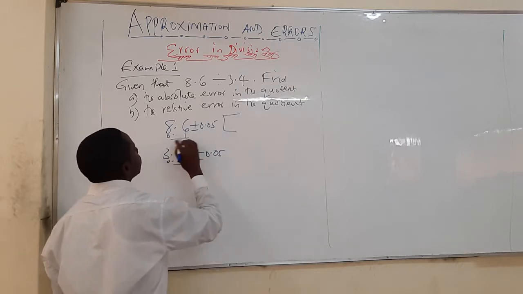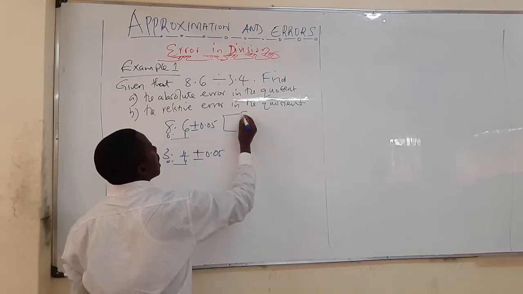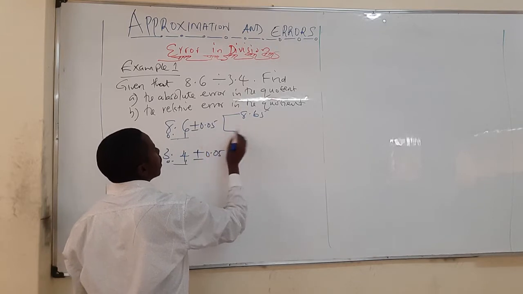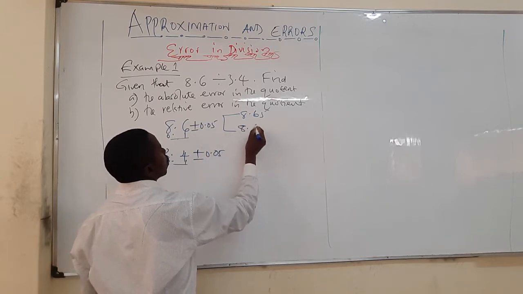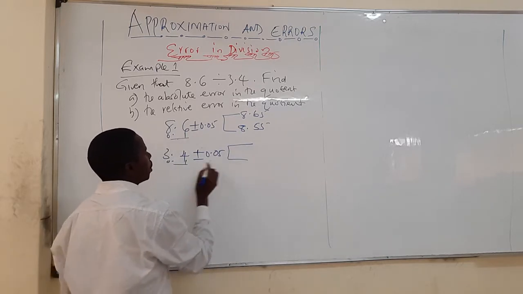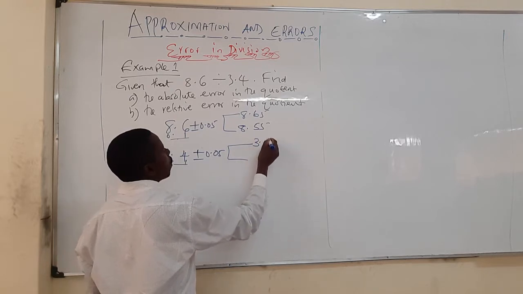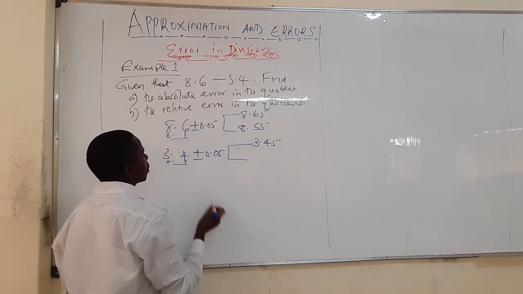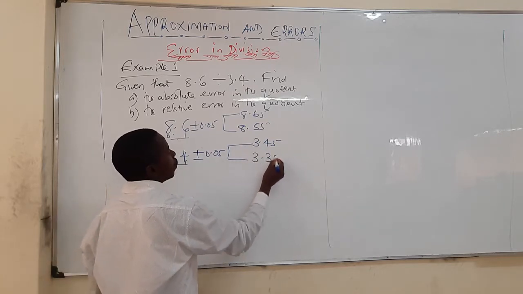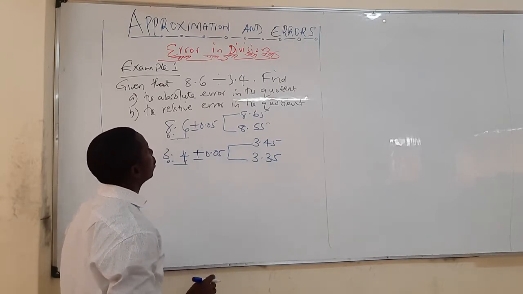0.05. Meaning that our 8.6 is going to have an upper limit, you add 0.05, get 8.65, and the lower limit, you subtract 0.05, you get 8.55. For the 3.4, the upper limit is going to be 3.4 plus 0.05, you get 3.45, and the lower limit is going to be 3.4 minus 0.05, you get 3.35. So that is our limits for the values given.